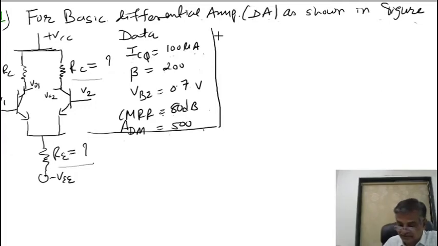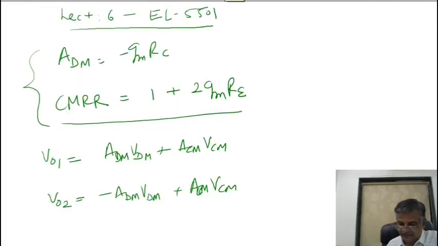Now let us start the solution. Look at the previous equations. From this equation you can calculate RC, and from this equation you calculate RE. It means you should remember the equations. What is ADM? GM into RC. What is CMRR? 1 plus 2 GM RE. This value they have given. To calculate this you require GM, so let us see how to calculate GM.